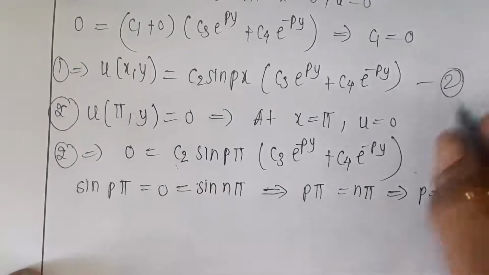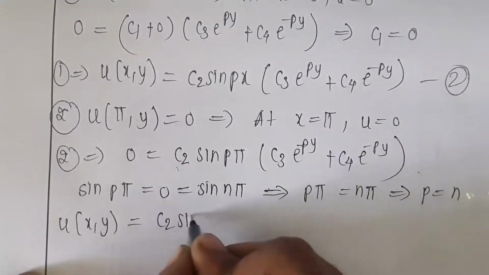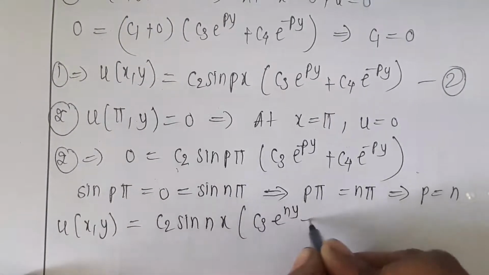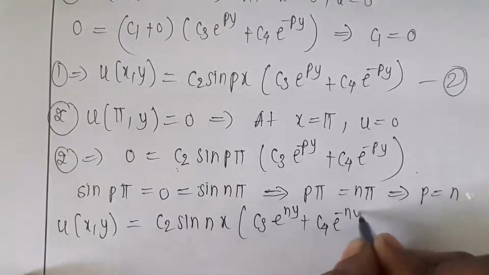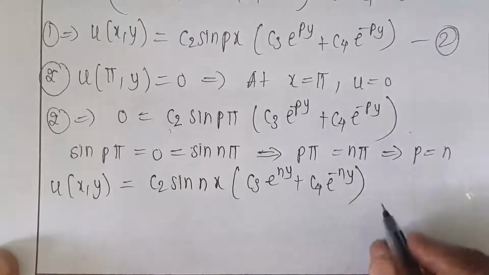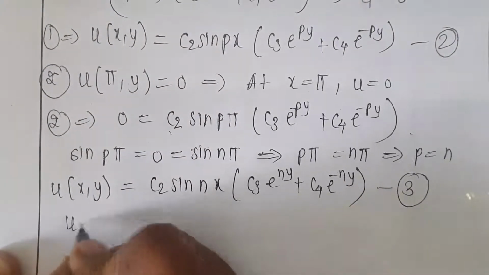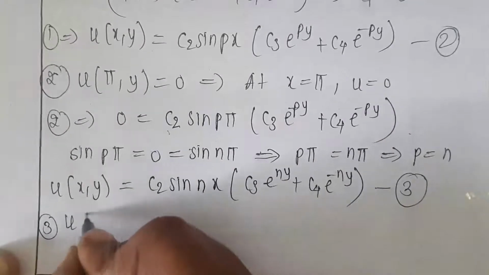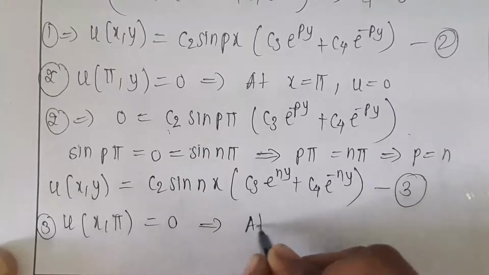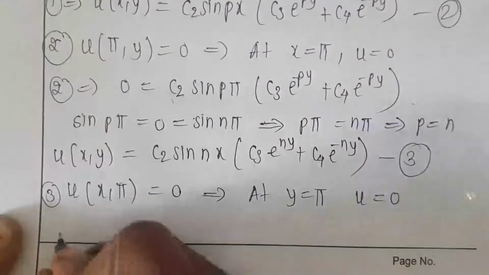Next, put this value in equation number 2. u(x,y) = c2 sin(nx)(c3 e^(ny) + c4 e^(-ny)). This is another solution, which we obtained for u(x,y), and we call it equation number 3. Next is the third condition, u(x,π) = 0. What is the meaning of this condition? At y = π, the u value becomes 0. Substitute in equation number 3.